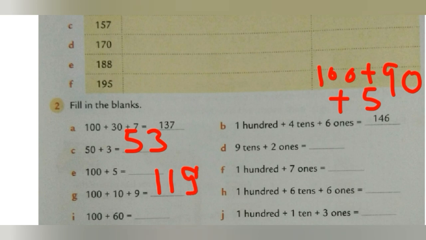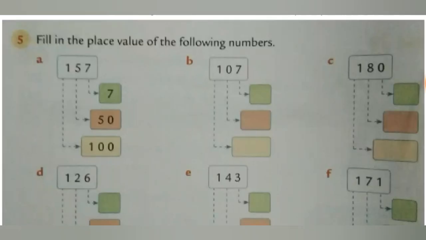119. It will be written like this. Now let's check out J also. 100 plus 10 plus 3 ones. How will it be written? 113. Here 3 is in ones place, 1 is in tens place, and 1 is in 100 place. So the remaining, just practice at home.